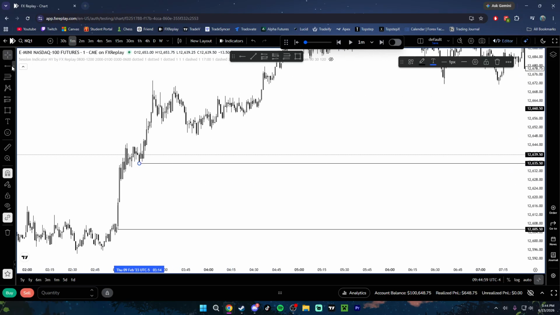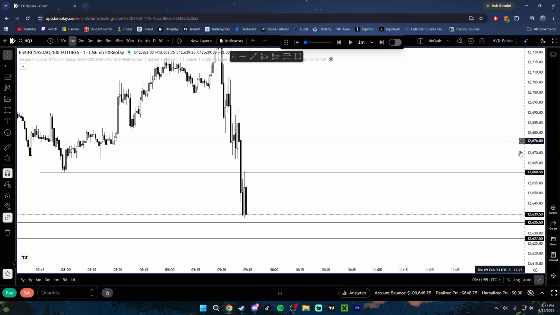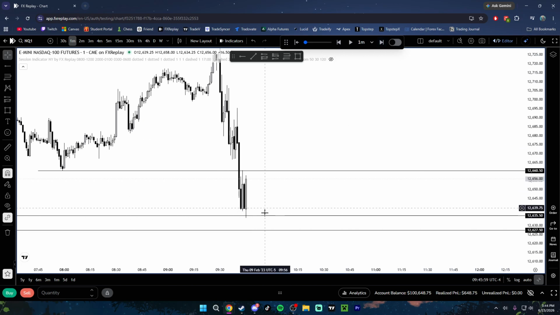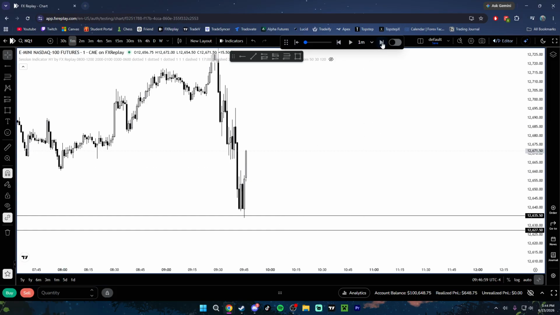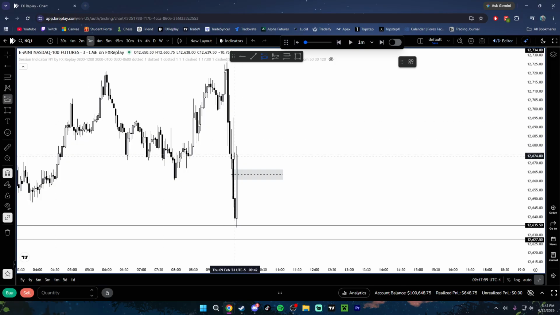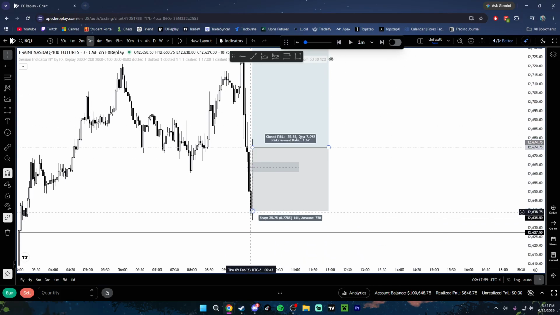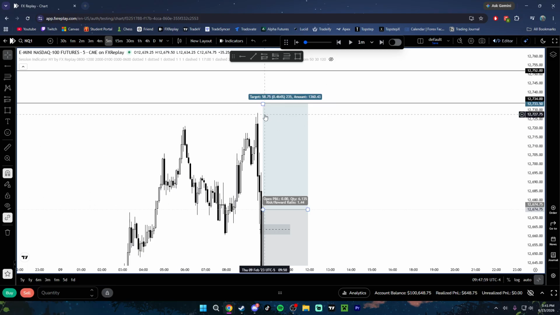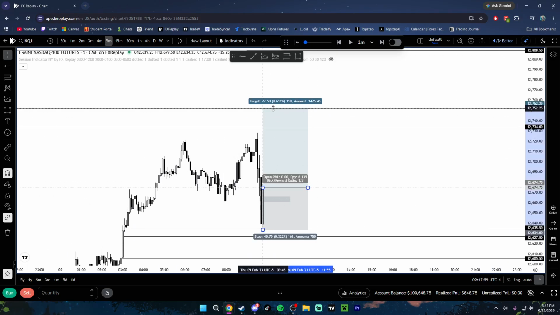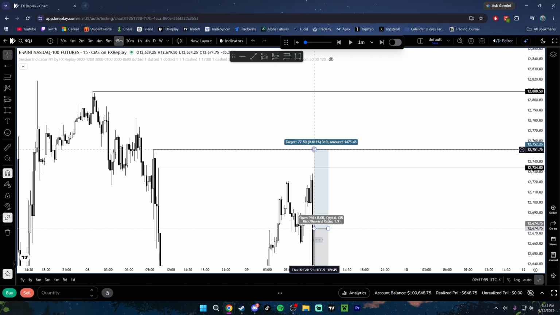Okay, we have all this liquidity right here. Okay, we swept this. Let's see how we react. Alright, I like this strong reaction. Alright, so we have our 3-minute inverse right here. One target higher. Then we can leave a runner as well. You can leave a runner towards all the liquidity high as well.